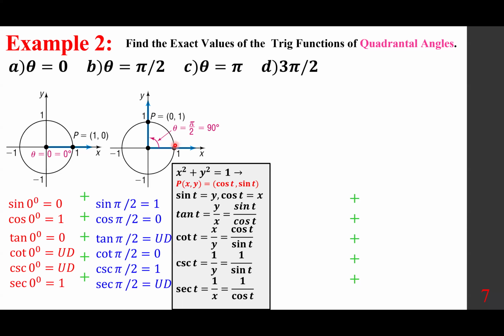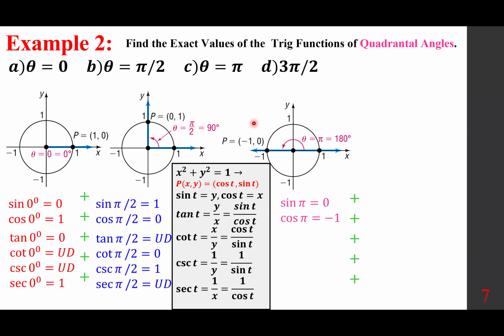So again, knowing the coordinates makes it easy to find the answer. So here's another one. Theta equals pi ends up here, pi or 180 degrees. And you know the coordinates are negative 1, comma 0. Therefore, if x is negative 1, cosine must be negative 1. If y is 0, sine must be 0.